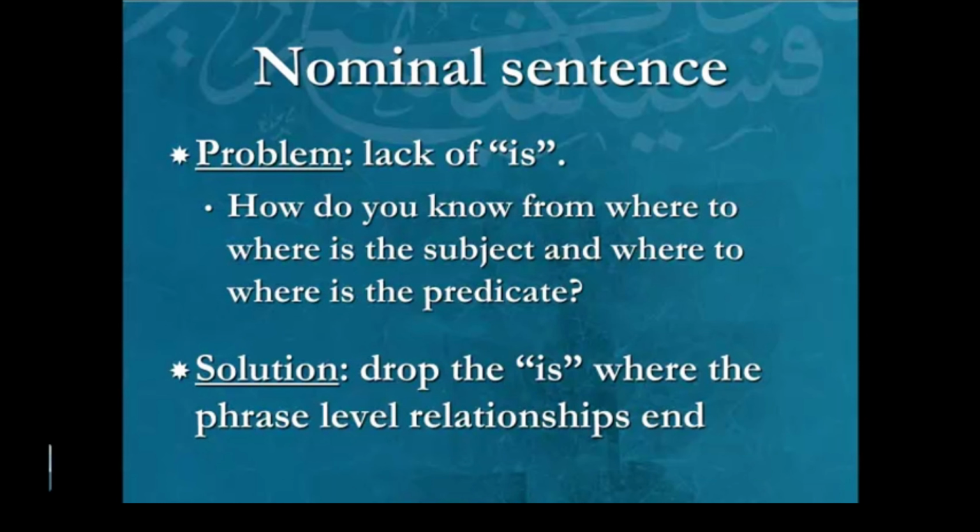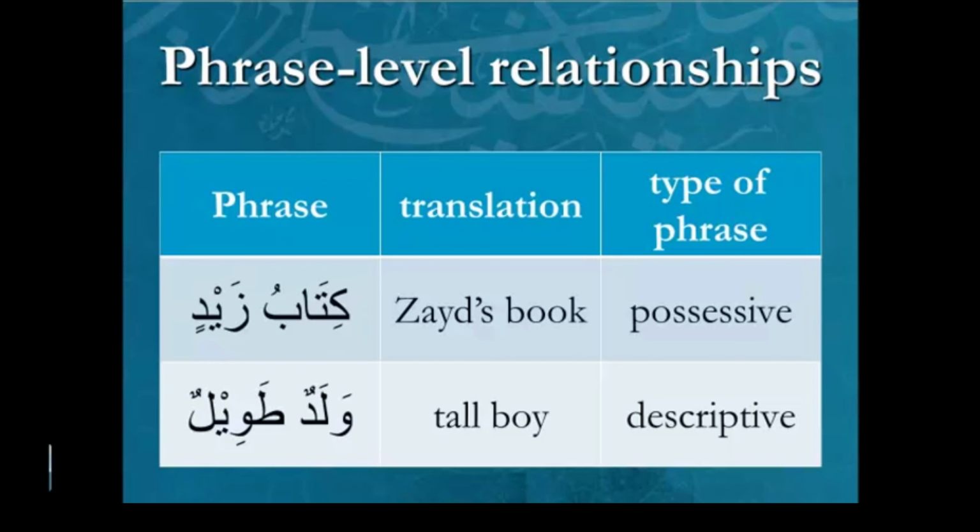So once you know them all, then you look for them, and wherever they all exhaust and wherever they all end, that's where you drop the "is," and that's where the predicate begins. I'm going to give you a very clear example of this on the upcoming slide. But first of all, phrase level relationships.